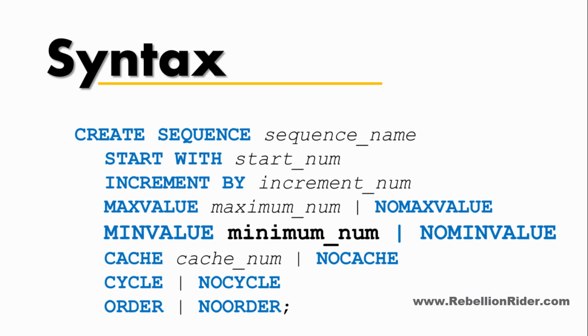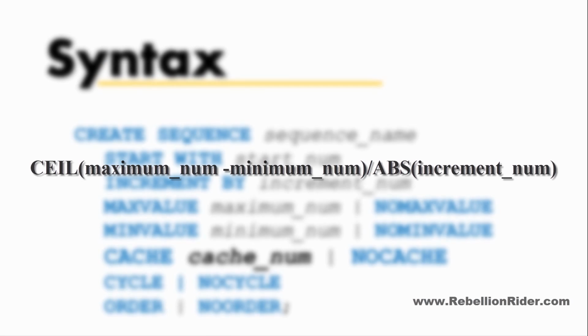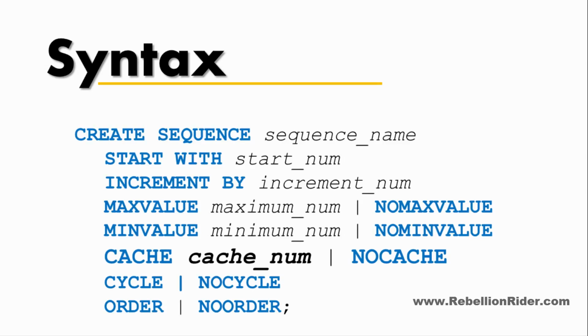Then we have the CACHE or NOCACHE attribute. As the value of the CACHE attribute, you specify the number of integers to keep in memory. The default number of integers to cache is 20. The minimum number of integers that may be cached is 2. The maximum integers that may be cached is determined by this formula. Specify NOCACHE to indicate that values of the sequence are not pre-allocated. If you omit both CACHE and NOCACHE, then the database caches 20 sequence numbers by default.